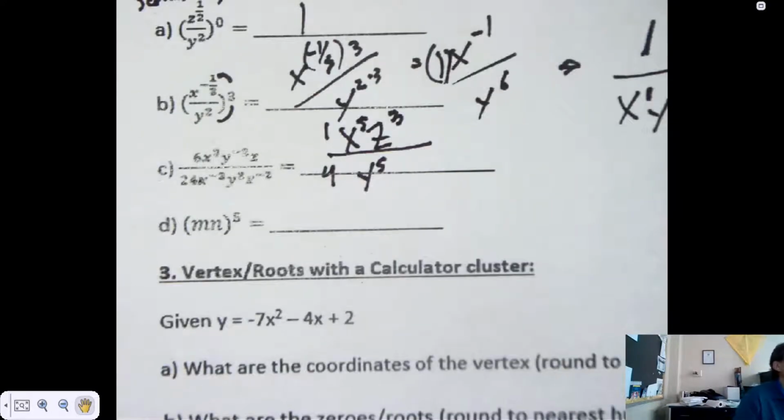I actually meant for the next problem to be harder than it is, but I edited it and I forgot to hit save. So you get what you get. So it's easy. What do you do with 5? Distribute it. What's your answer? M to the 5th, n to the 5th.